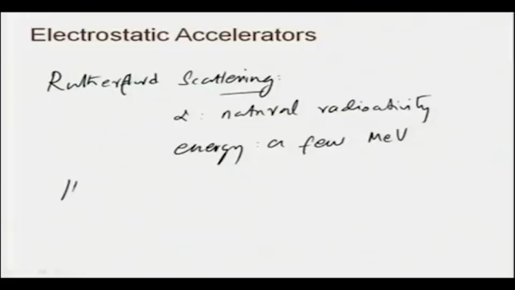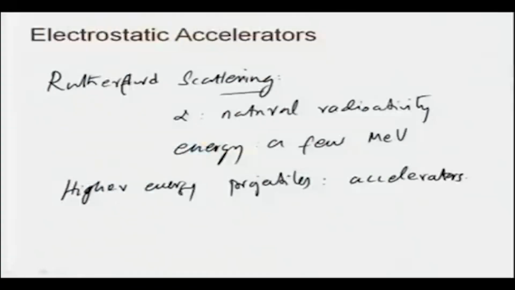So, to get higher energy particles, let us say not only alpha particle, but any other projectiles, we have to accelerate them artificially by using some mechanism. Okay? We need something like accelerators. So, these accelerators are some particular mechanism using which we can accelerate these particles.